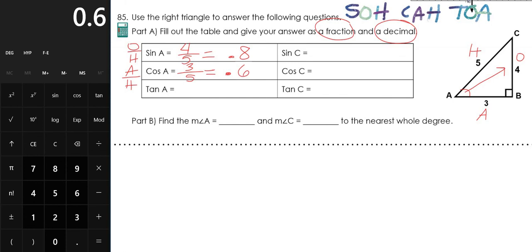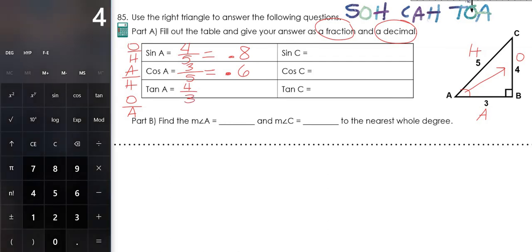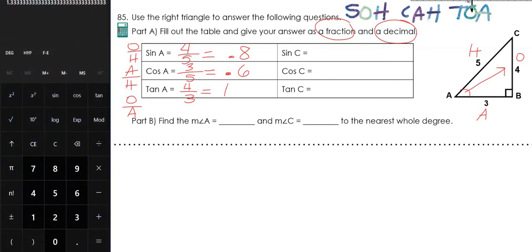Lastly, tan. Tan is TOA. So opposite over adjacent. Opposite is 4, adjacent is 3. So I'm going to say it's 4 over 3. In the calculator, 4 divided by 3 is 1.3 repeating, or 1 1/3.